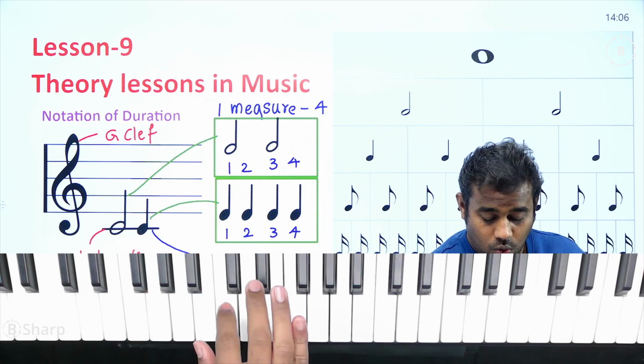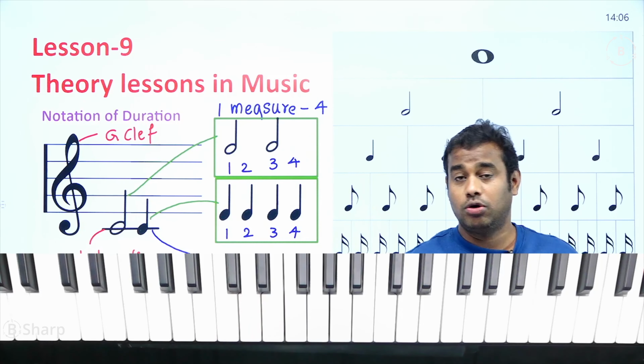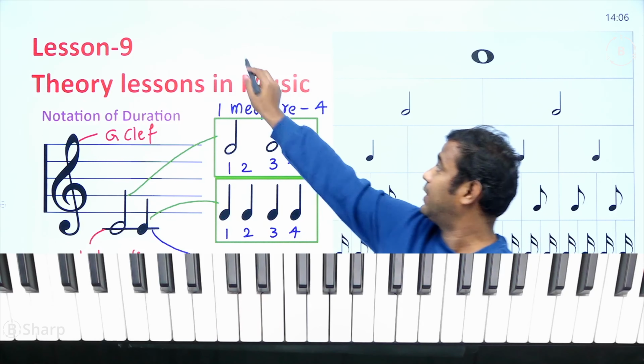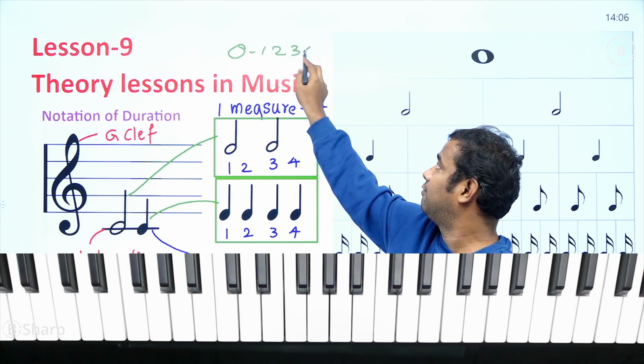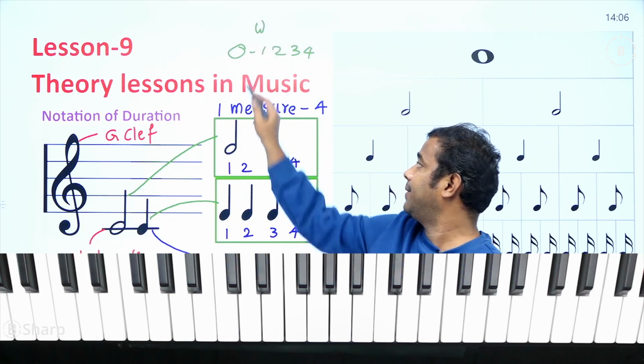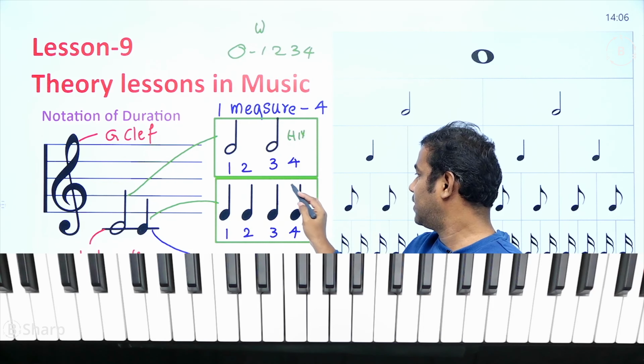See, this is a complete whole note. One complete whole note is like this. 1, 2, 3, 4. This is the whole note, this is the half note, and this is the quarter note.